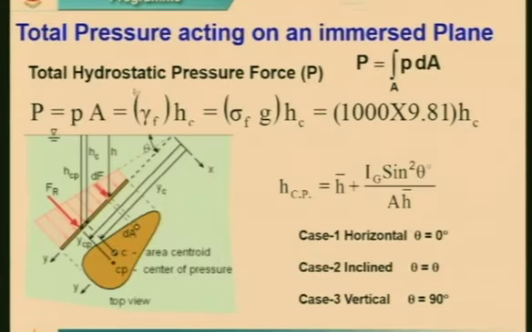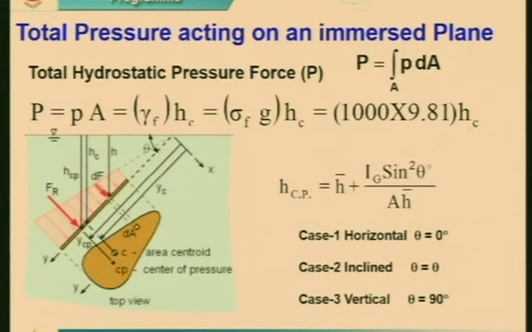Before I start, I would like to take one more problem. Total pressure acting on an immersed surface, the formula is P or F is equal to gamma W into G into HC, which is 1000 into 9.81 into the depth of the centroid from the free surface. Is it okay? Exactly like this, free surface and depth. The formula for the center of pressure, where this force will be acting, that is called center of pressure.